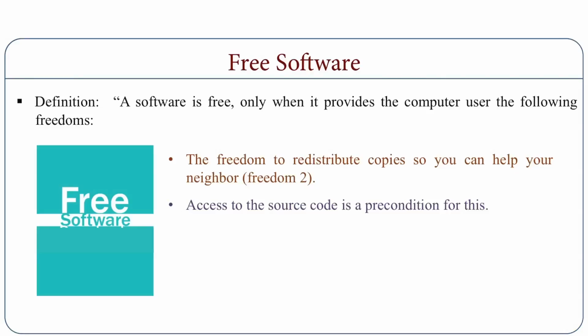The fourth freedom is that I should be able to redistribute this program or software to anybody else. Even if a user is modifying the software, they should again be able to redistribute it, but the only condition put here is that it is under the same license, that is a free license, open license.